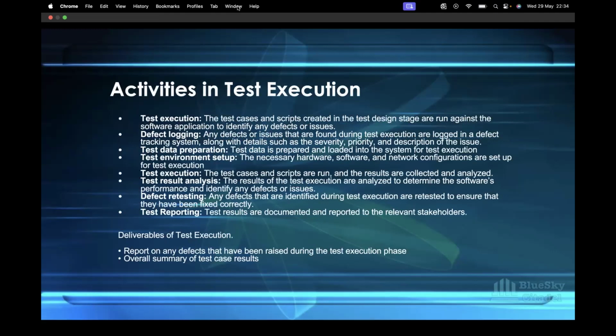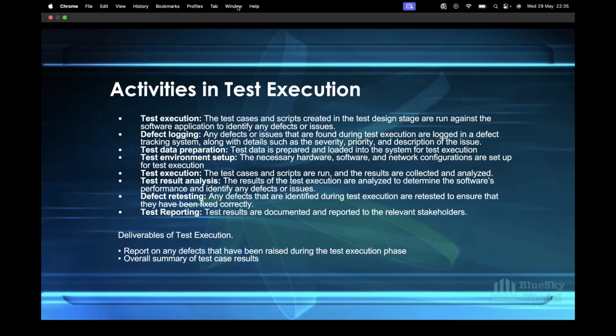Activities in test execution include running the test cases and scripts created in the test design stage against the software application to identify any defects or issues. Like I said, you systematically perform functional, integration, system or regression testing to identify any defect and to validate that the software functionality is working as expected. Any issues you discover, this is when you will find a bug.